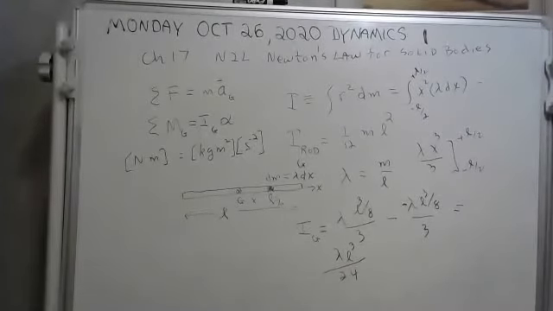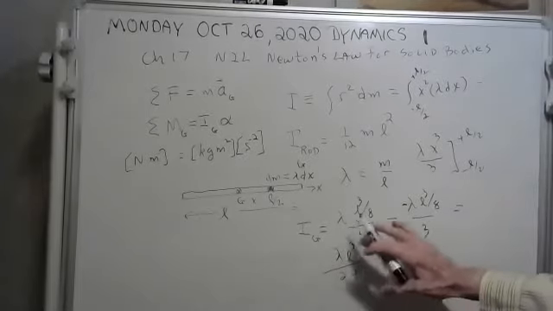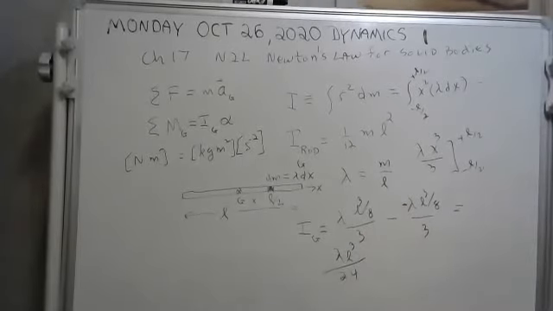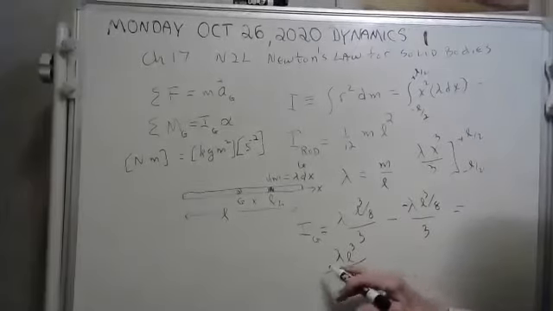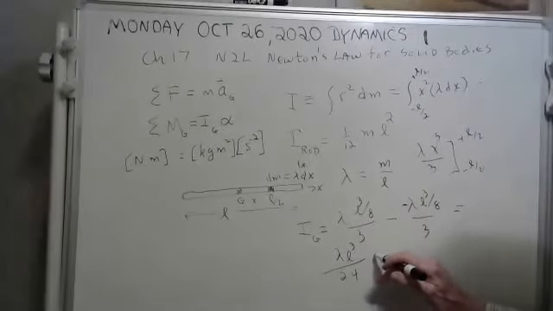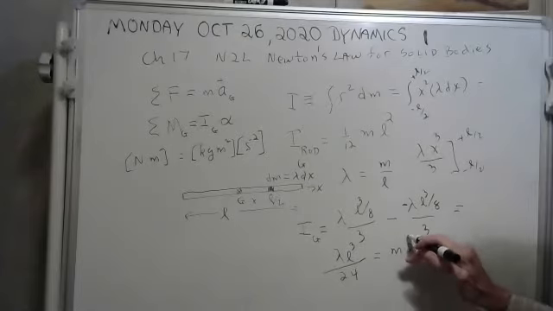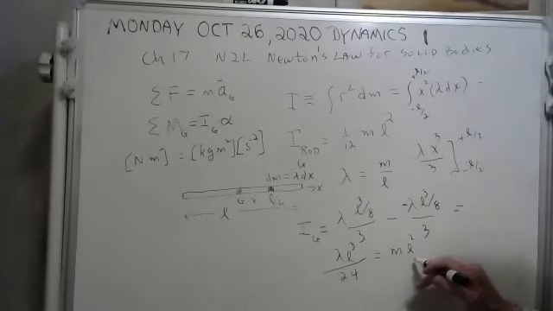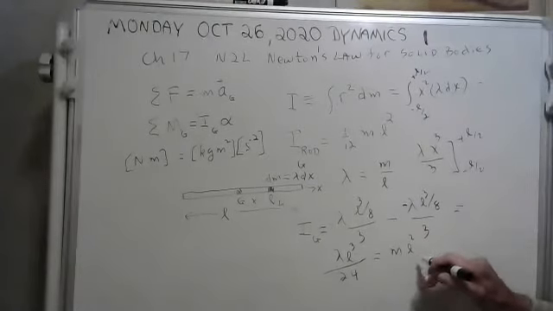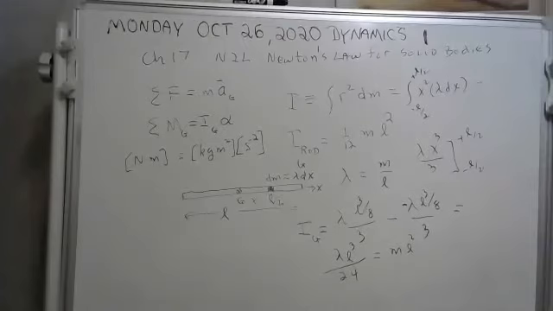See, the 8 goes down in the denominator. 8 times 3 is 24, yeah. And 2 minuses make a plus, that's it. Now keep in mind that L lambda is equal to the total mass, so you could just say M L squared over, well, it's supposed to come out to be 1/12.